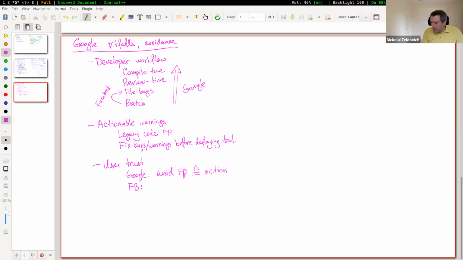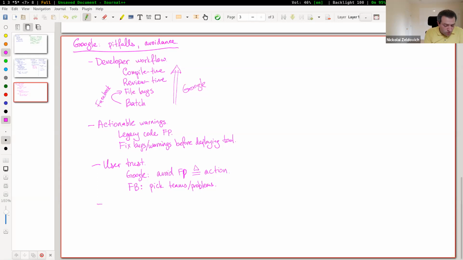In the Facebook paper, the way they aim at user trust is maybe less so in definitionally saying action and avoiding false positives, but really picking teams that care about a particular problem, or problem statements that are hard to solve otherwise, and really going to help those specific teams and focus on their needs, as opposed to a blanket low false positive rate for everyone.